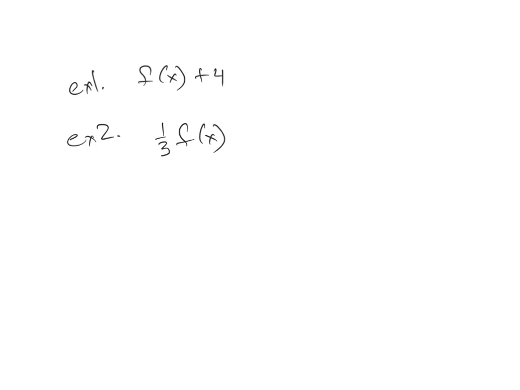It would be a vertical shrink. So it is on the outside, so it's a vertical movement, and if it's vertical, it's exactly what you think it's going to be. Since it's less than 1, it's a shrink. So it's a vertical shrink by a factor of 1/3.